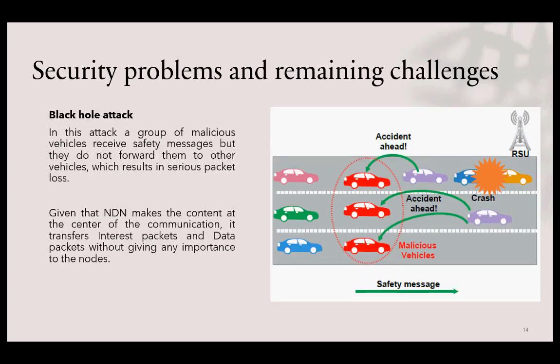Another attack is the black hole attack. A black hole is a surface that contains a group of malicious vehicles that decline to engage in the network. They receive safety messages, but they do not forward them to other vehicles, which results in serious packet loss. An example of this attack is shown in this figure. Given that NDN makes the content the center of the communication, it transfers interest packets and data packets without giving any importance to the nodes. Hence, this attack may not influence connected vehicles using NDN.